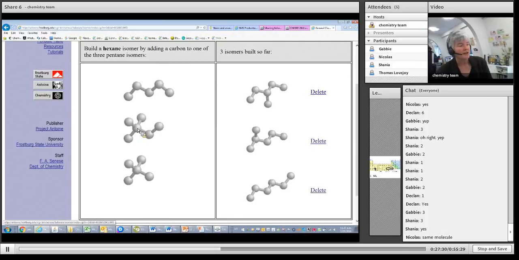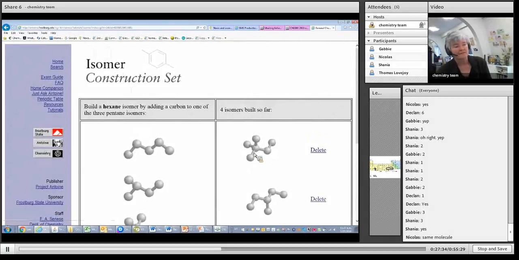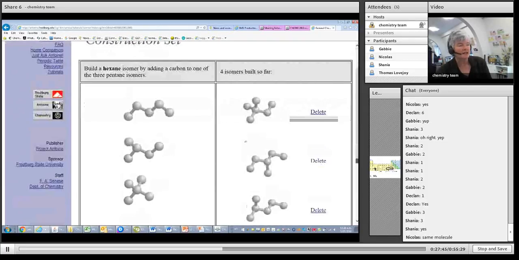But I could add over there. So I've now got 2,2 dimethyl butane, side chain, parent chain. So 2,2 dimethyl butane. And I can also add over there.